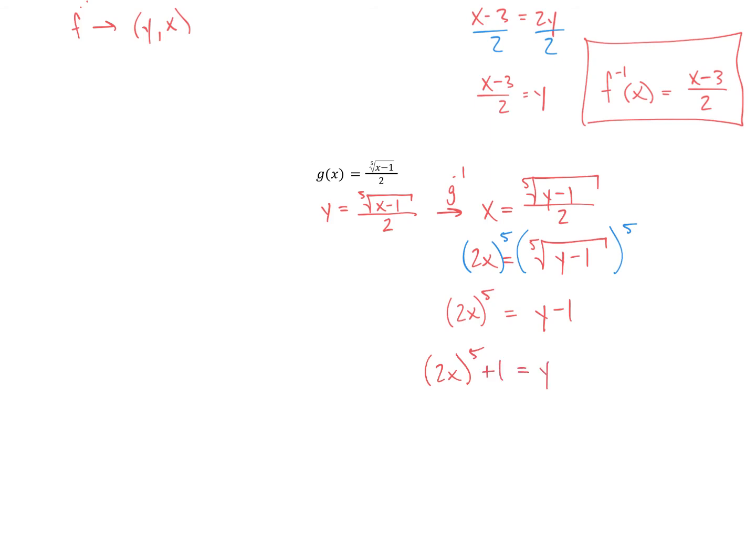Probably would be better if I were to actually simplify that 2x to the 5th. So 2 to the 5th is 32. So I can rewrite this as 32x to the 5th plus 1. And so that's the equation of my inverse function.